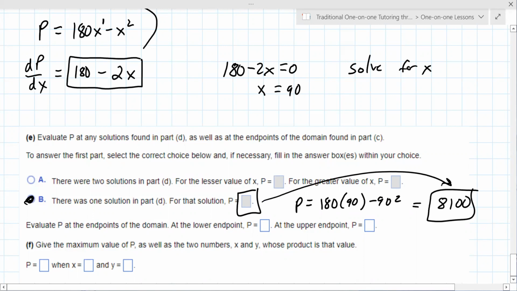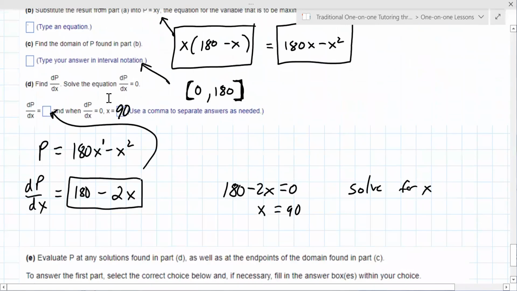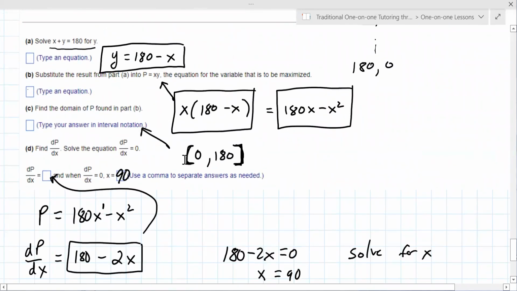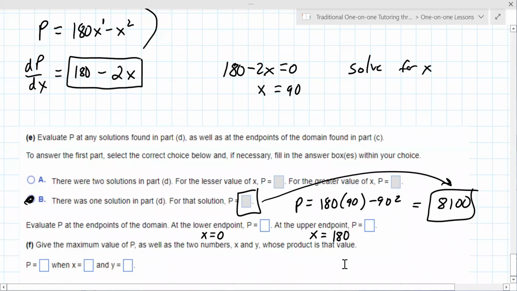So then evaluate P at the endpoints. The lower endpoint is when x equals 0, and the upper endpoint is when x equals 180, and that comes from the domain. That's from this part right here. So they're saying like you also need to check the endpoints. So when you put 0 in for x, and both of these, when you're putting them back in this P equals 180x minus x squared, they end up both being 0.